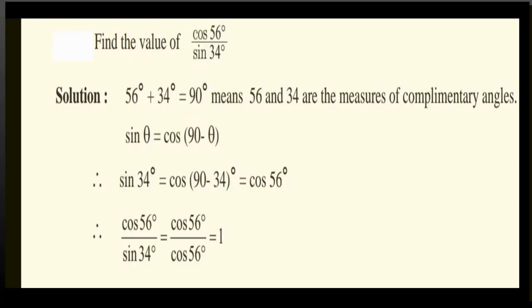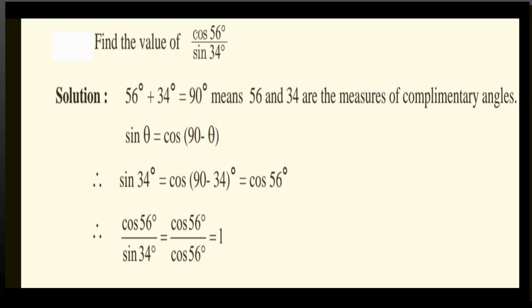Find the value of cos 56 degree upon sin 34 degree. Now here when we add 56 and 34, we get the answer 90, which means both the angles are complementary angles. Therefore we can use the relation sin theta is equal to cos 90 minus theta. In the place of theta, if we substitute 34, we get sin 34 degree is equal to cos 90 minus 34, which is equal to cos 56 degree. So hence we can conclude that sin 34 and cos 56, the values of both these ratios, are equal.